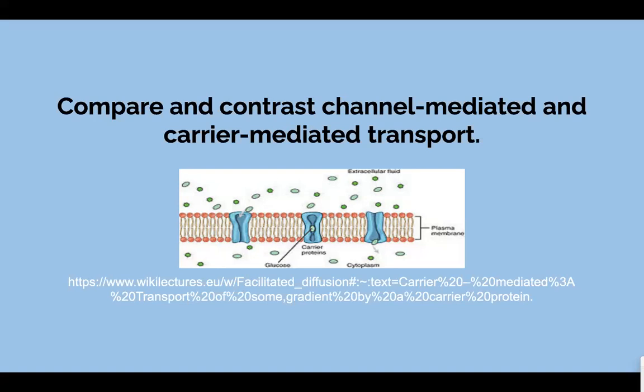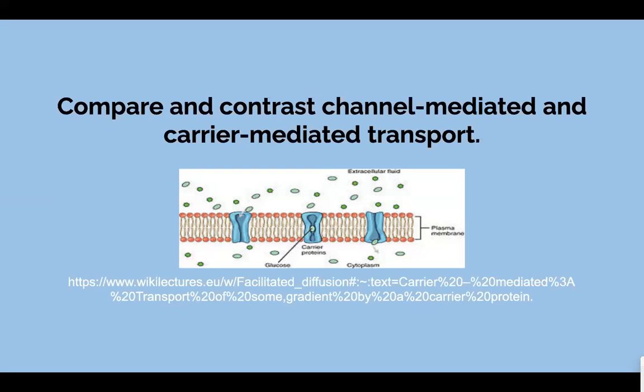Carrier-mediated transport is a process by which substances are transported across the cell membrane with the help of carrier proteins. Their protein structure undergoes conformational changes to bind with specific molecules or ions, allowing them to be transported across the membrane. Their selectivity is also high, as they have binding sites that are specific to particular molecules or ions.